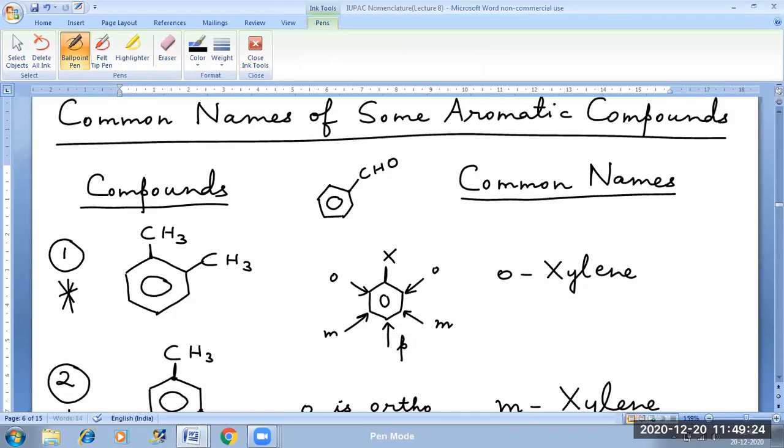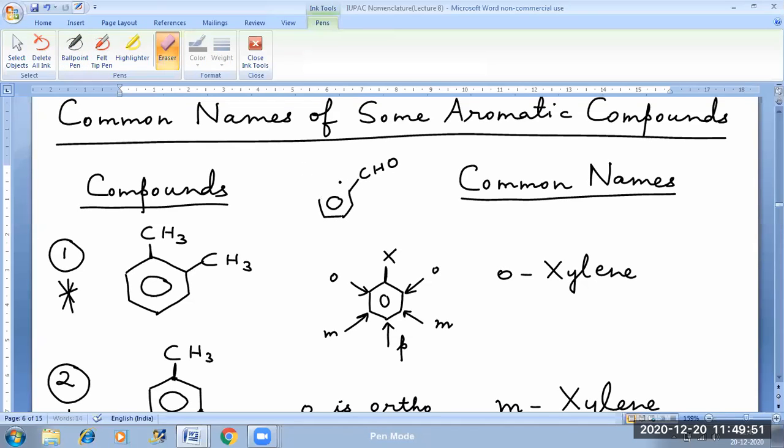Similarly, if I write some atom here, now also I can see that bromine is attached at ortho position of benzaldehyde, because now also the carbon atoms are adjacent. So adjacent positions means ortho positions.